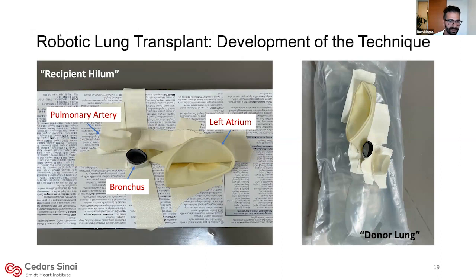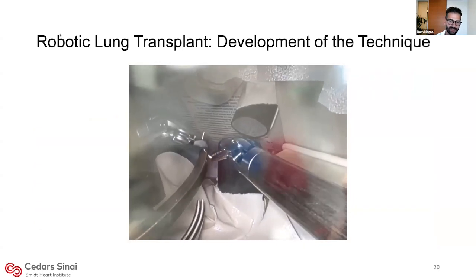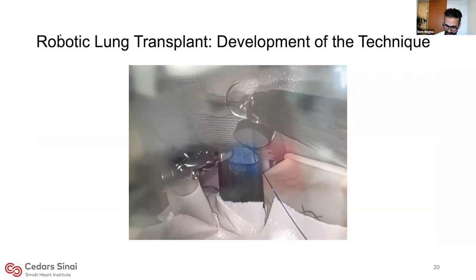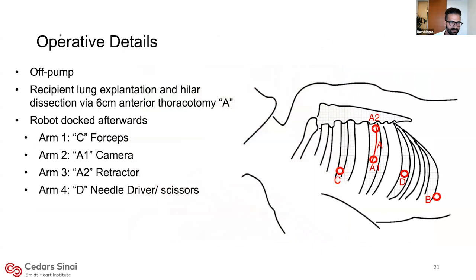It's actually a bike tire, where we practiced right before undertaking this. To see, we're sewing the bike tube here, and that was mimicking our bronchus. And then we went ahead in January of 2022 and did the first right single robotic lung transplant.